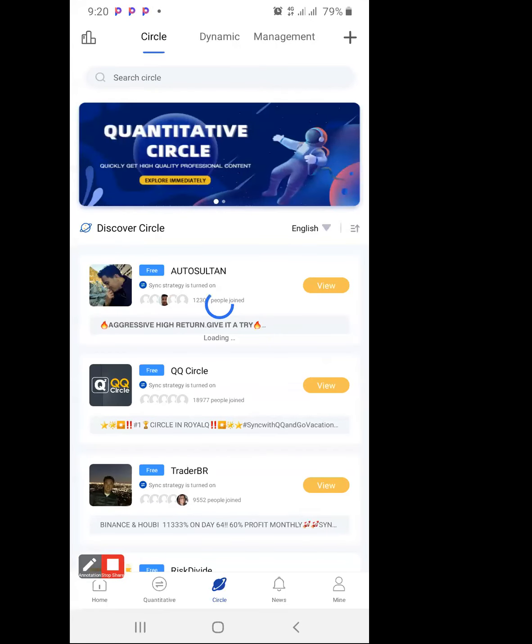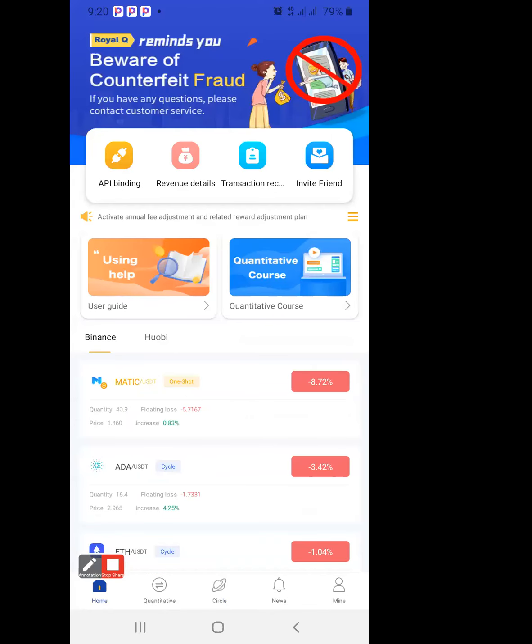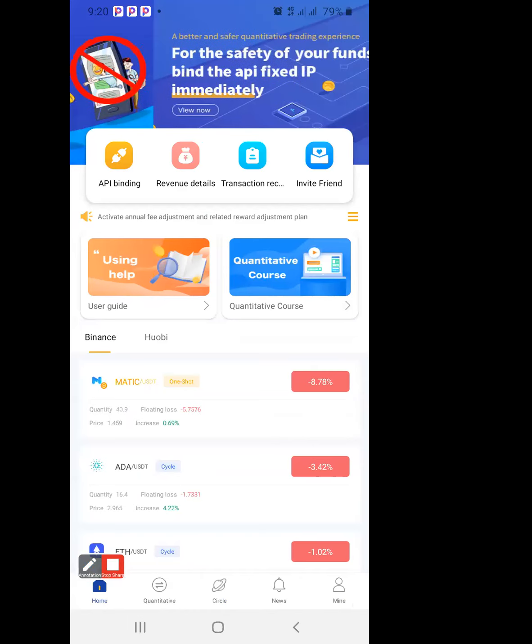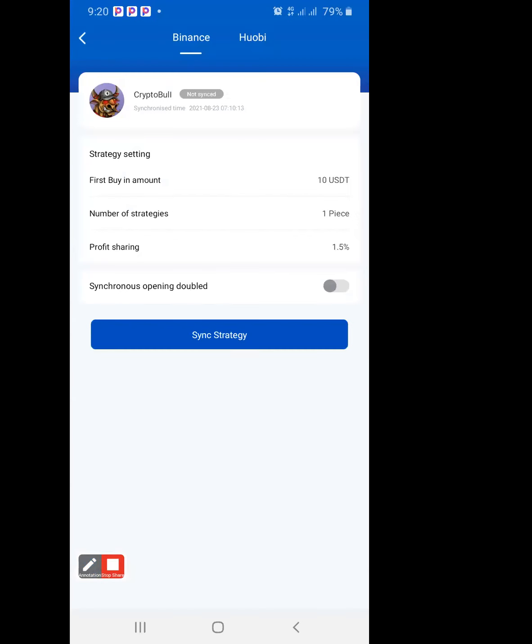You click on mine. I click on mine, go to my synchronized strategy. There you can cancel sync. Mine is showing sync strategy because I haven't joined anyone. I've canceled it. So there you can click on cancel sync. Then you'll be out of that trade.